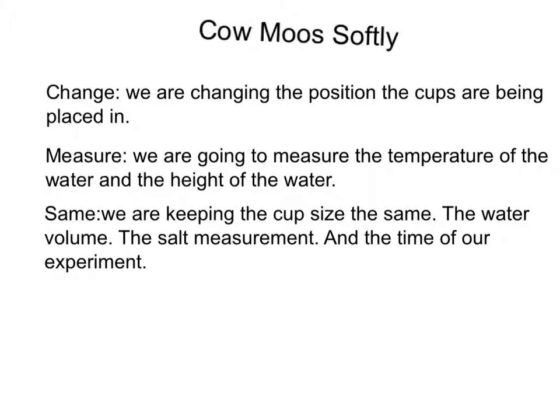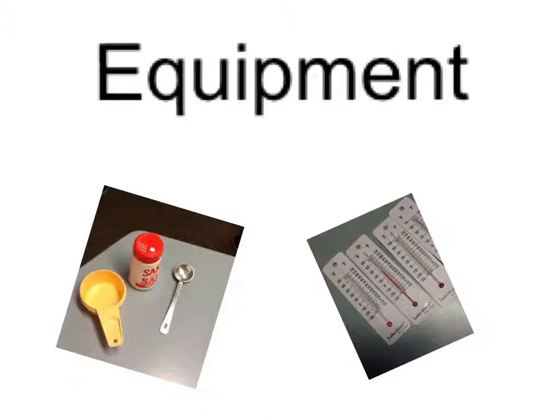Change: We are changing the position of the cups they are being placed in. Measure: We are going to measure the temperature of the water and the height of the water. Same: We are keeping the cup size the same, the water volume, the salt measurement, and the time of our experiment. For the experiment, we will need measuring cups, salt, teaspoons, thermometer, and cups.